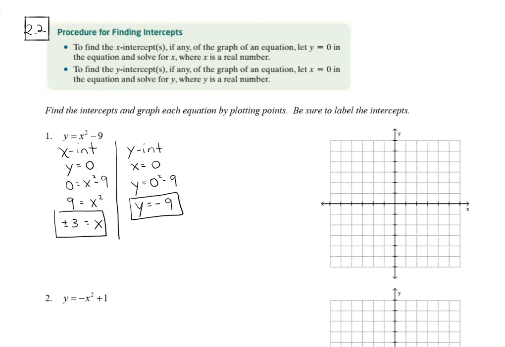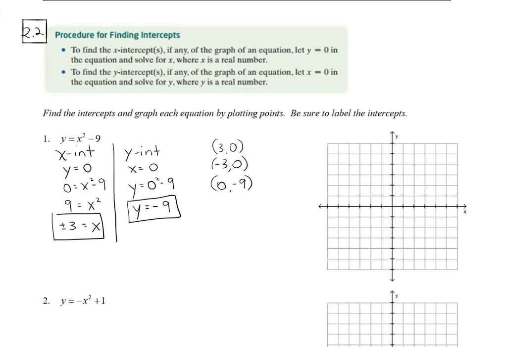Alright, now it says find the intercepts and graph each equation by plotting points. So over here we want to graph this information. Those points are going to be (3, 0), (negative 3, 0), and (0, negative 9). We could probably include a few more points, but we want to do that. And what we notice is that we only have a grid that doesn't have enough space for that.